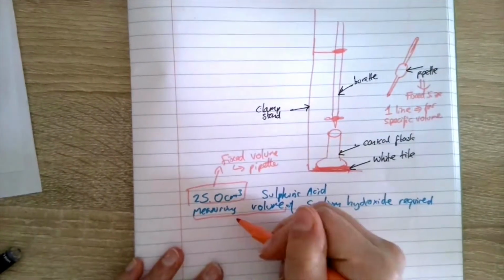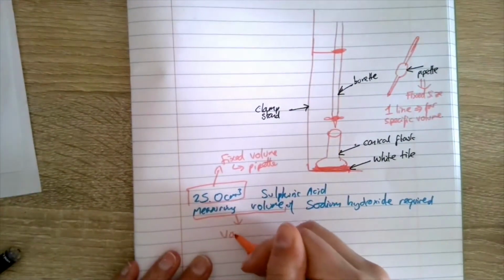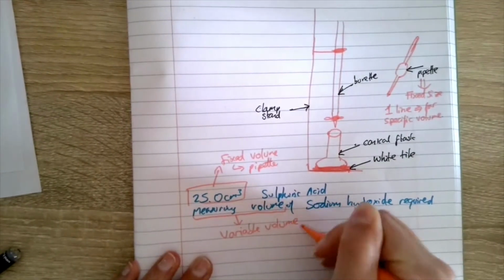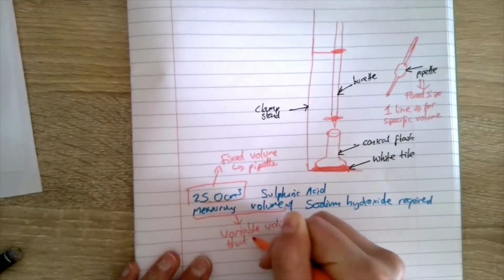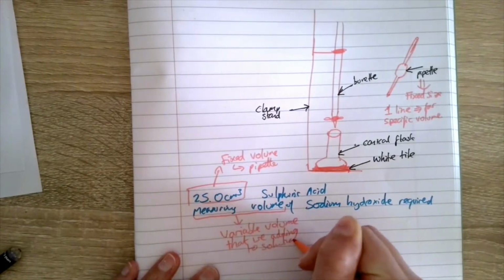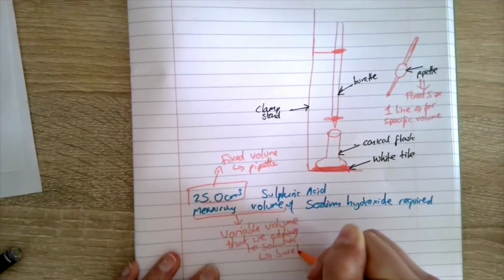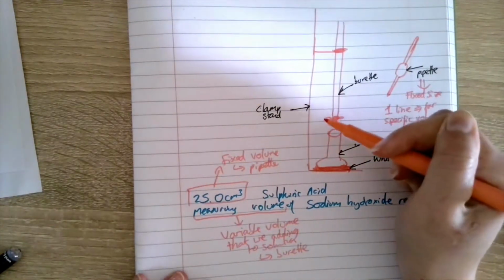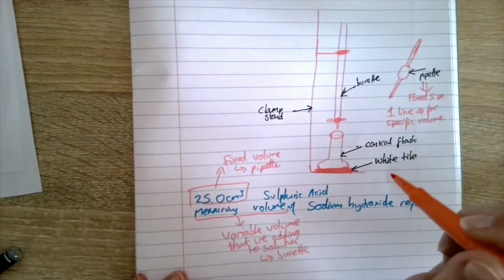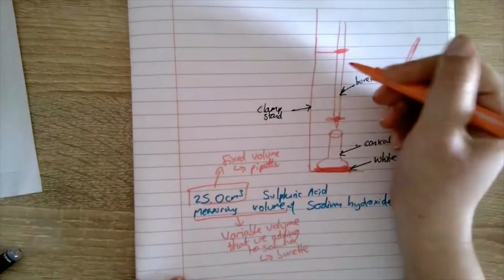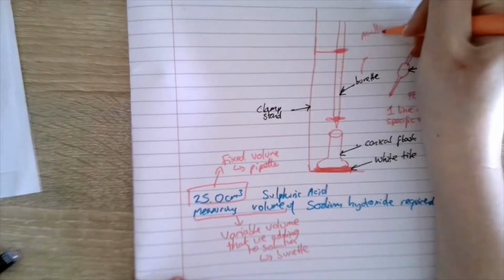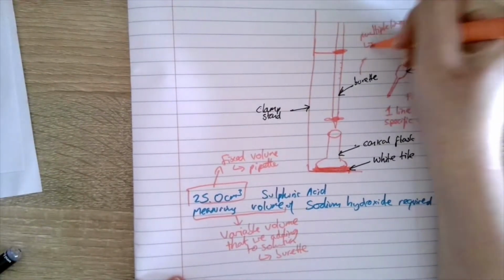So this is why we would use a burette, because we're going to have a variable volume that we are adding to the solution. So we're using a burette to do this. As with our burette, we can use the tap in order to add our solution to the conical flask, and then we've got multiple lines, and so we can measure multiple volumes.